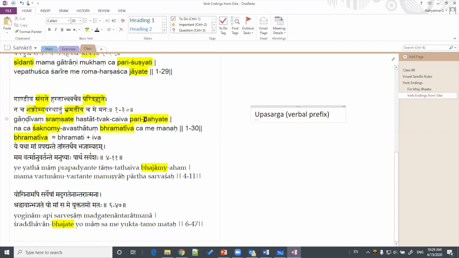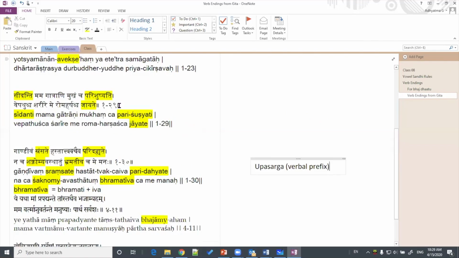These are used to change the meaning of the verb. We will study in more detail later, but I just wanted to let you know that you will see, in this form, sometimes there are more than one upasarga, and there are a finite number, they are like 22. So 22 upasargas, and they change the meaning of the verb to which it applies.